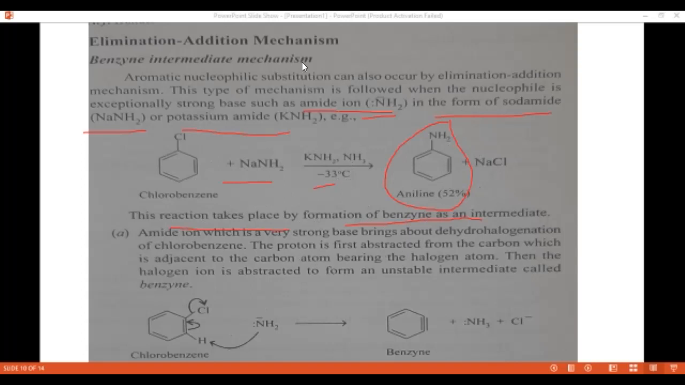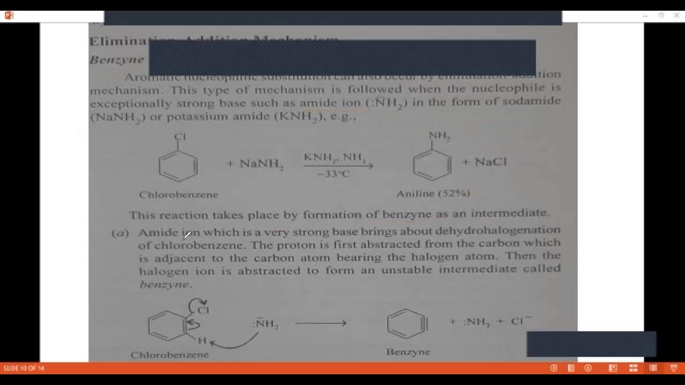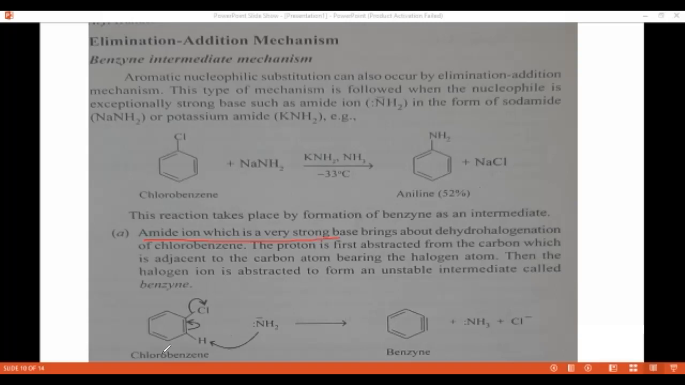Now, the amide ion, NH2 minus, is a very strong base. It brings about dehydrohalogenation. What is dehydrohalogenation? It is the removal of HCl, or likewise HBr, HI, that is, removal of a hydrogen halide.